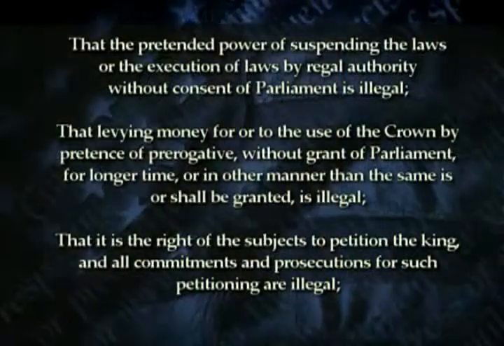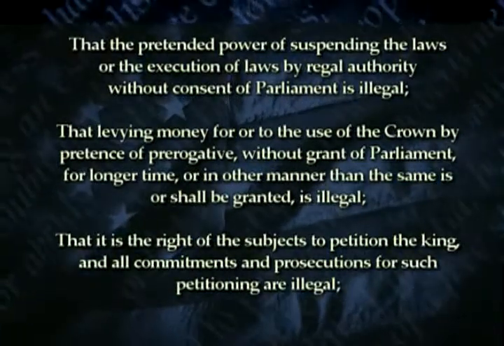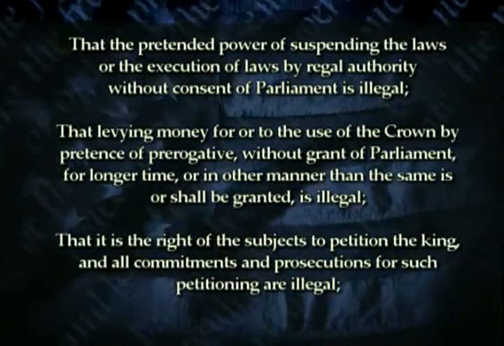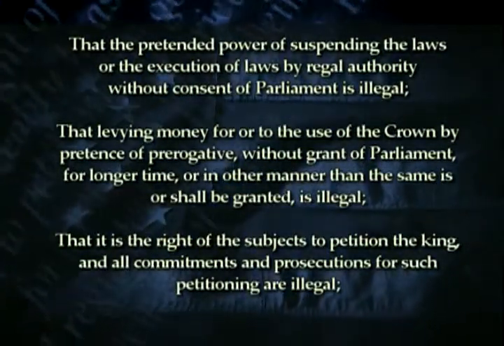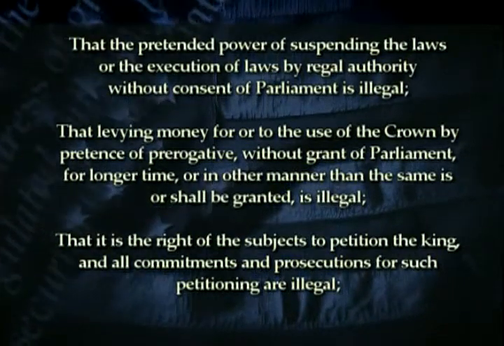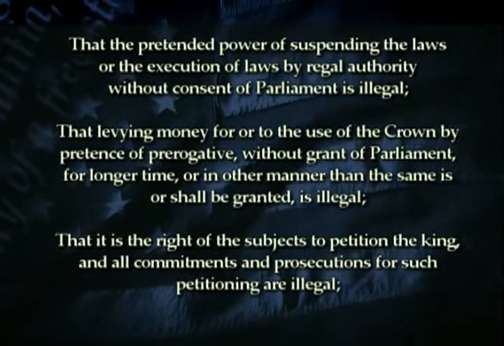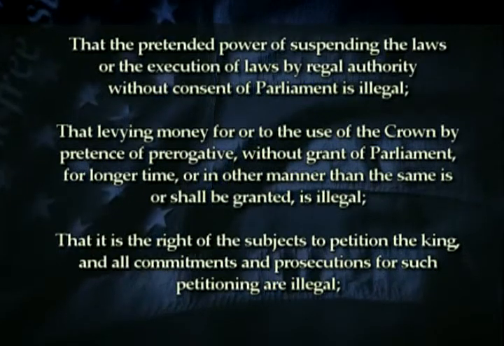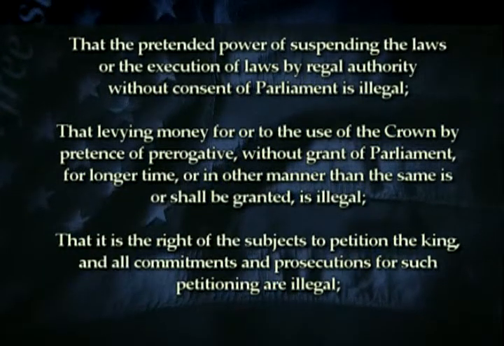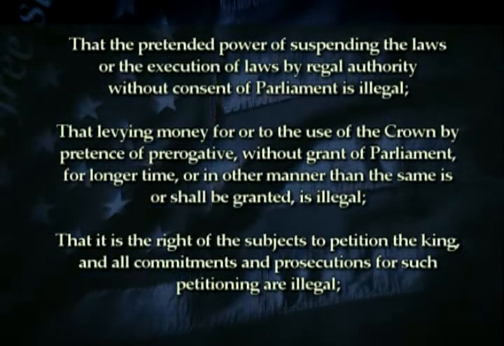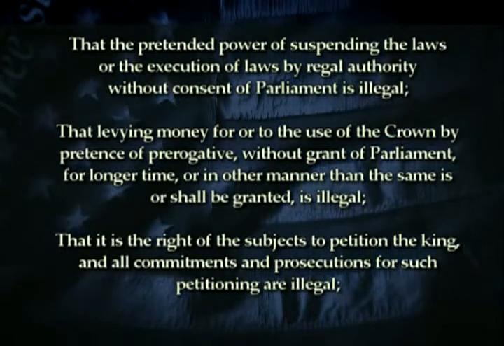That the pretended power of suspending the laws or execution of laws by regal authority without the consent of Parliament is illegal. That the Crown may not levy money for itself without consent of Parliament. Comparing that to the U.S. Constitution, Article 1, Section 7, that all revenue has to originate in the House.